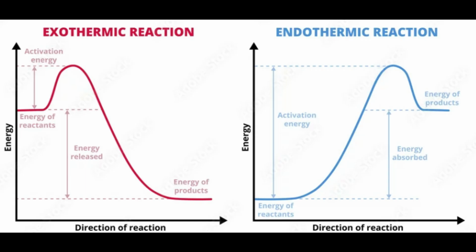For exothermic reactions, the trend line slopes downward as a system releases heat. For endothermic reactions, the trend line slopes upward as a system absorbs heat.